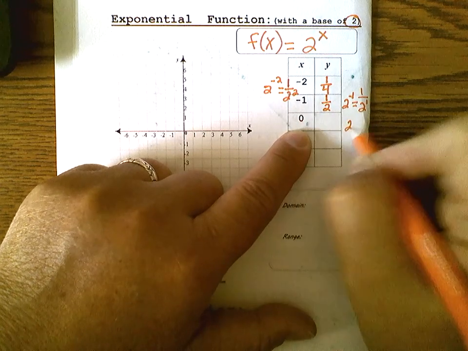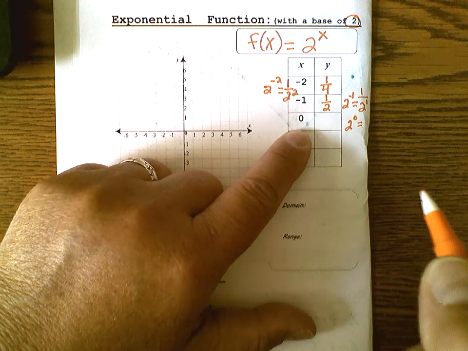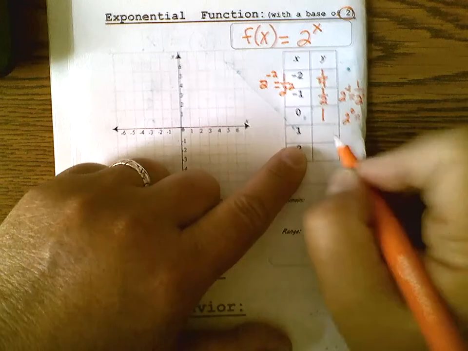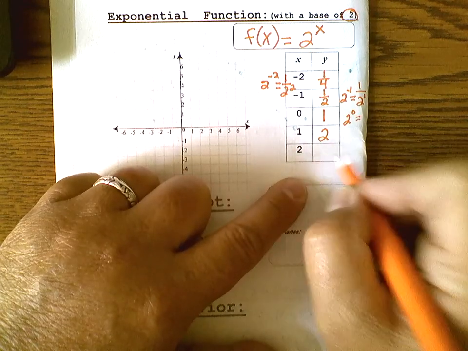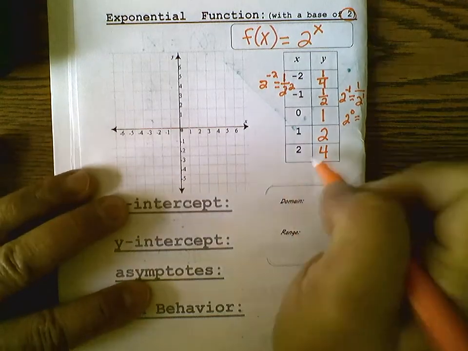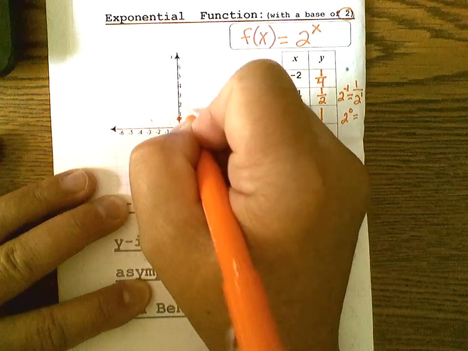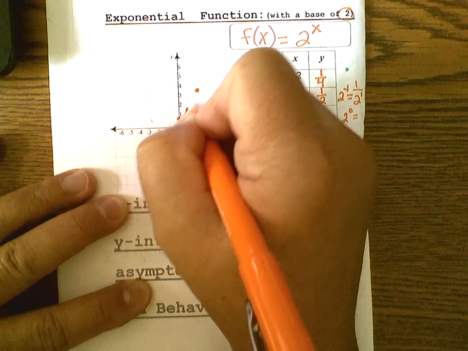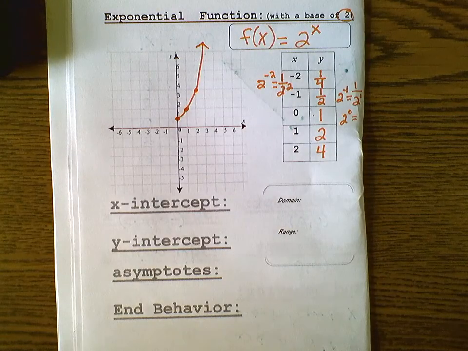2 to the 0 power. You can plug this in your calculator, but anything to the 0 power is just 1. Then we have 2 to the first power, which is simple, it's just 2, and 2 squared is 4. So I'm going to start in the center: 0, 1; 1, 2; and 2, 4. Okay, and I'm going to show you how this goes up, and it gets bigger and bigger really fast.